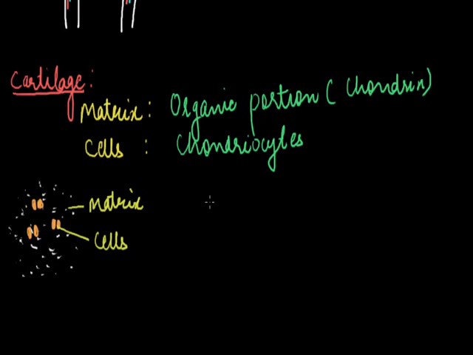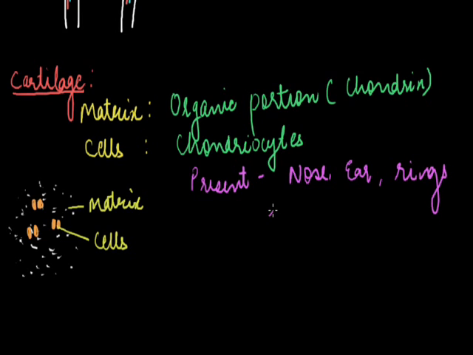Now where is the cartilage present? It is present at the nose, ear, and forming rings on the trachea. The cartilage is devoid of any blood vessels.